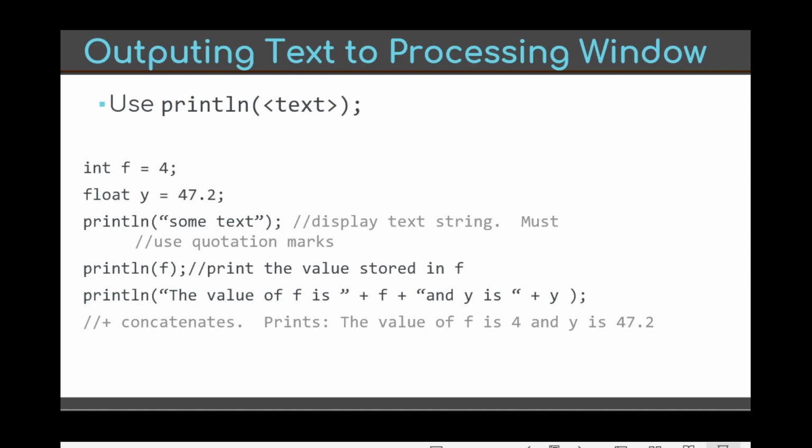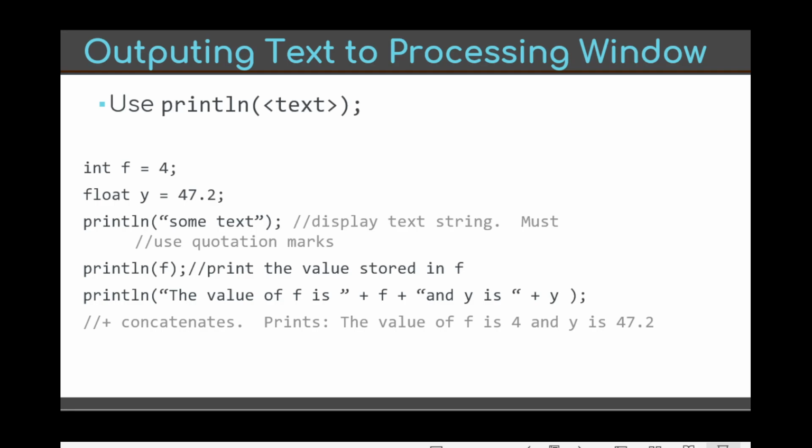And then finally, we have something more complicated. println("the value of f is " + f + " and y is " + y). This is taking a bunch of values together and making one big string out of it. Because Processing knows how to take an integer and turn it into text, and it knows how to take a floating point value and turn it into text, you can use all of these together.